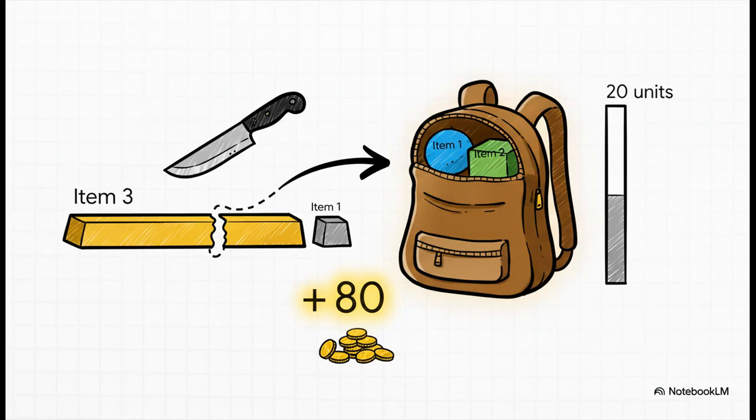The next item is item 3, which weighs 30. Uh-oh. We only have 20 units of space left. It's too big. But we can slice it. So we just take the 20 units of weight that we need. Since the item's total weight is 30, we're taking 20 out of 30, or 2/3 of the item. That means we also get 2/3 of its value, which is 80.